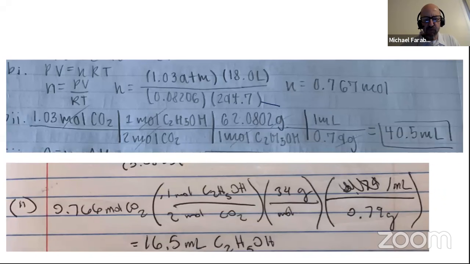I think what these people did wrong is they somehow made a mistake in their calculation of the molar mass of ethanol. So they definitely have the mole to mole conversion, but somehow they got a number other than about 46 grams per mole for the molar mass.